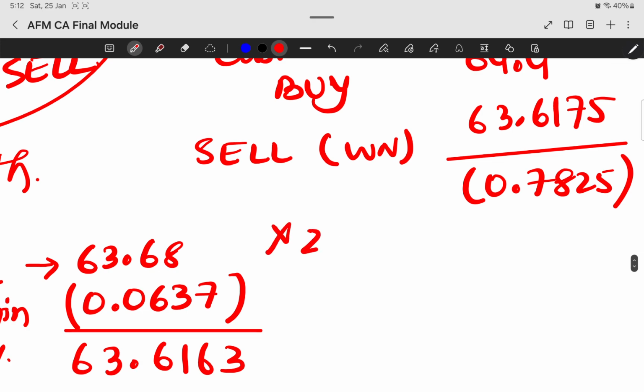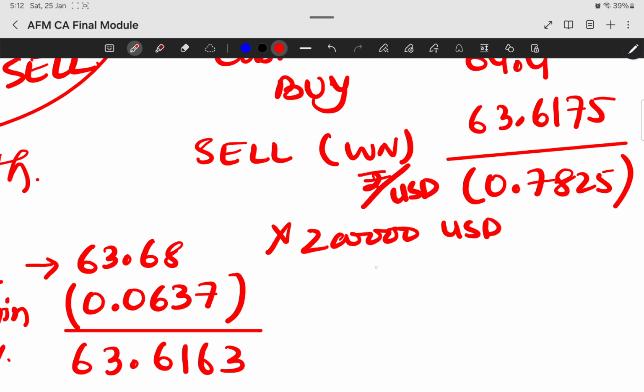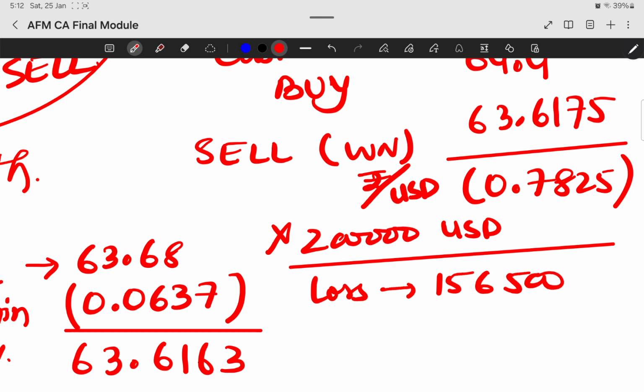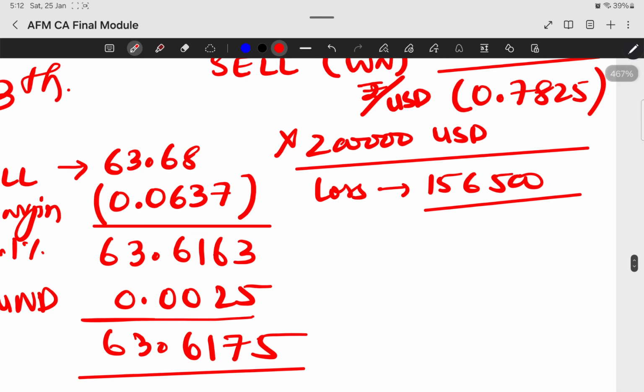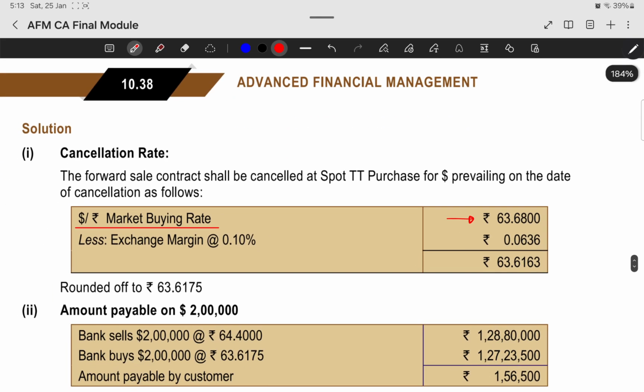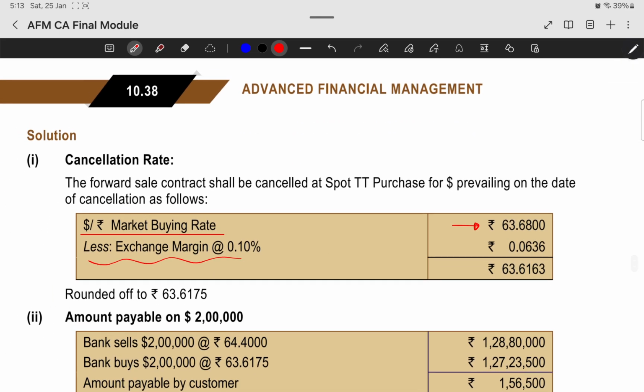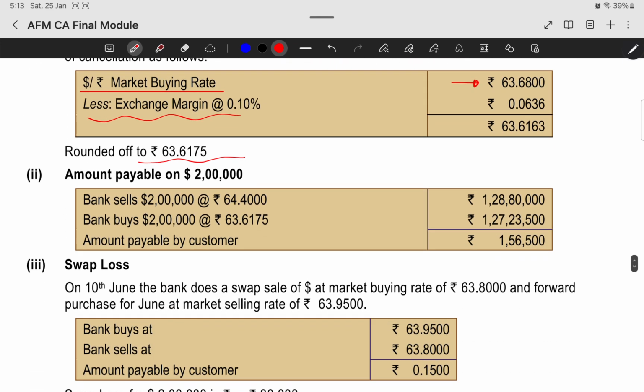And in order to finish it off, you have an outstanding contract size of 200,000 USD. This is rupee per USD, and therefore you end up with a loss of 156,500. All right, that is the loss you are making. So the cancellation rate is given as this, you deduct the margin, that's the logic. It has been rounded, same logic. This is what I meant by customer buys and customer sells, and therefore the amount payable by the customer, that is the loss, is this.